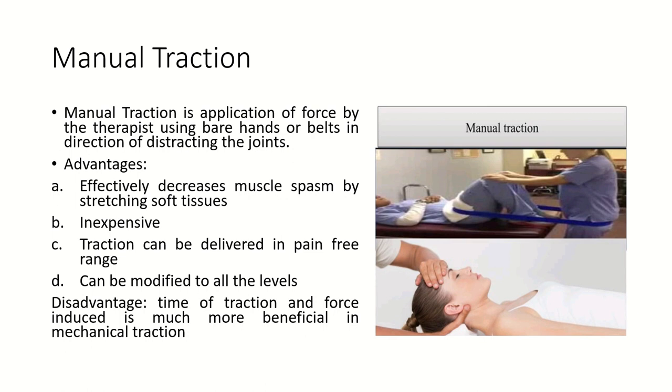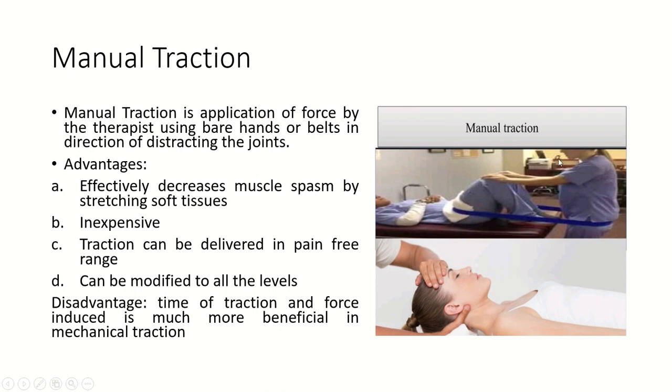Last one, manual traction. Manual traction is the application of force by the therapist using bare hands or a belt in the direction of distracting the joint. Advantages: it effectively decreases muscle spasm by stretching the soft tissue. It is inexpensive, and traction can be delivered in a pain-free range, but make sure the assessment is done before application of the traction. It can be modified to all the levels.